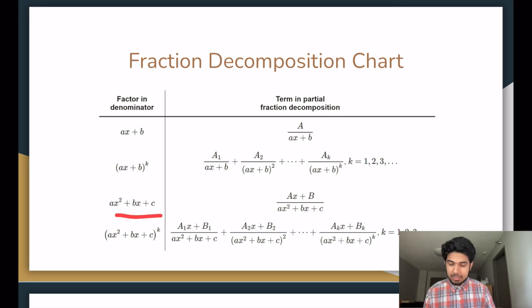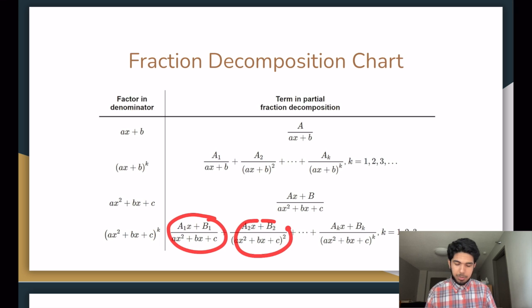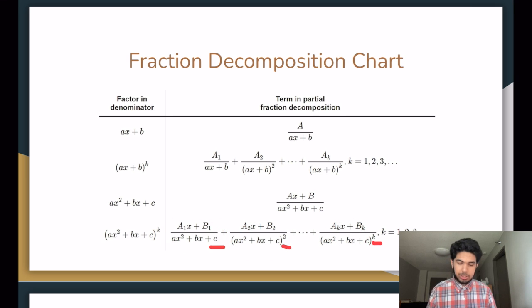If we see ax squared plus bx plus c, that creates this term, Ax plus B over ax squared plus bx plus c. And if we see that same thing to the power of k, it's just like the first two examples where we have this term which repeats k times, it's just the denominator's power that's changing. So this is how we decompose our fractions based off of the terms.